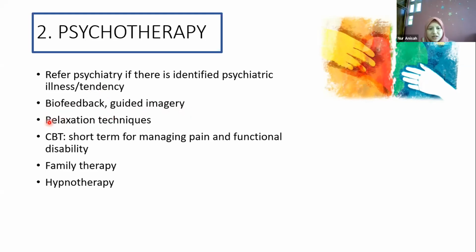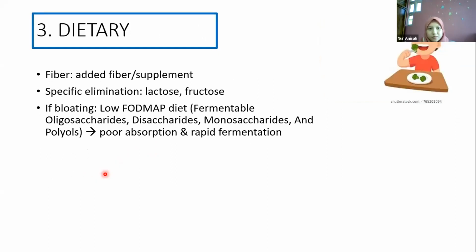And others are relaxation techniques, or we can also do cognitive behavioral therapy, the short term for managing pain and functional disability. So for CBT, we can change the negative thought of pain to a newer alternative positive thought. And others, psychotherapy can be family therapy and hypnotherapy.